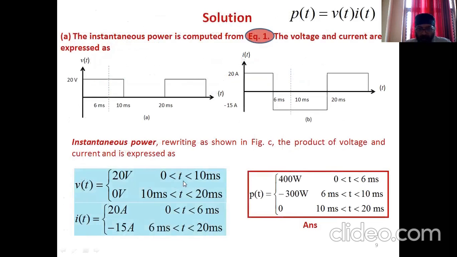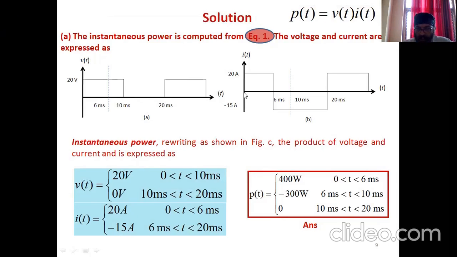We know that from 0 to 10 milliseconds, the voltage is 20 volts. And from 10 milliseconds to 20 milliseconds, the voltage is 0. Again, it builds up the same. So from 0 to 20 milliseconds, we need to calculate the instantaneous power. After 20 milliseconds, it's a repetition, so we don't bother about that. One complete cycle is 0 to 20 milliseconds.